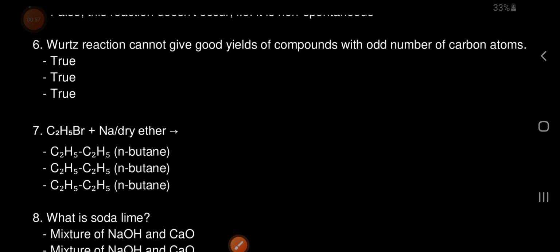Which reaction cannot give good yield of compounds with odd number of carbon atoms? Wurtz reaction. True. C2H5Br plus sodium in dry ether gives C2H5-C2H5, that is, n-butane.